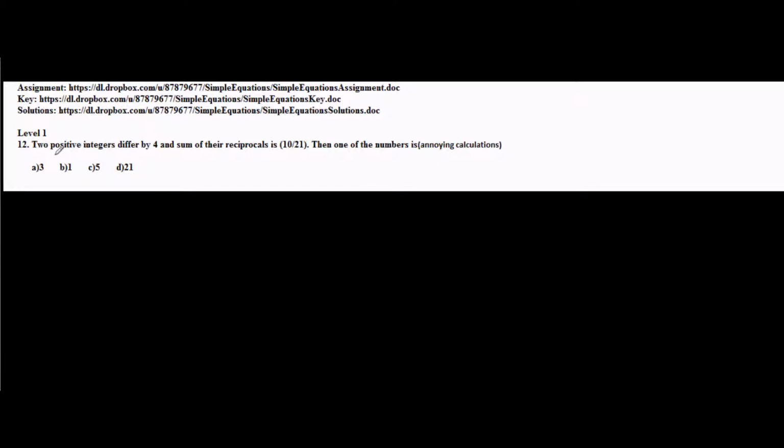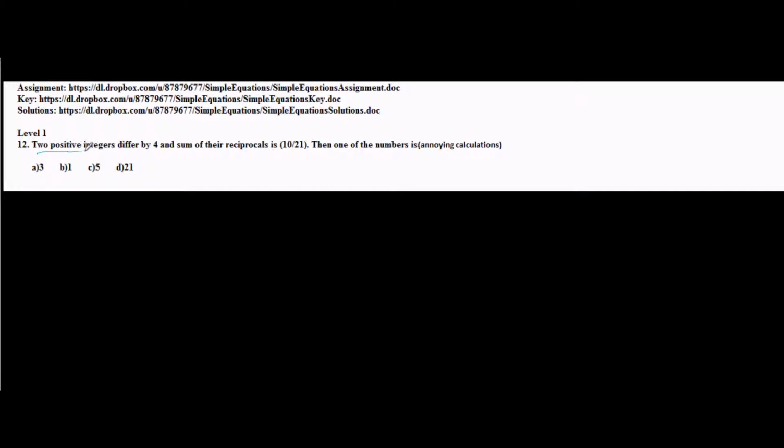Now come to this question. Two positive integers differ by 4 and the sum of the reciprocals is 10 by 21. Then one of the numbers is. So once again they have asked which is one of the numbers, and we can test that out with the options.